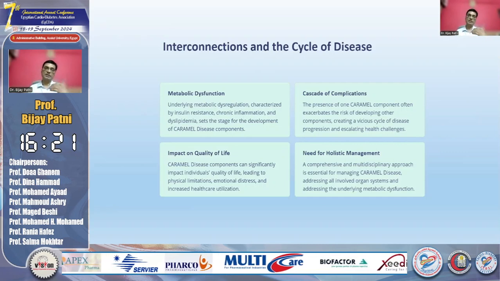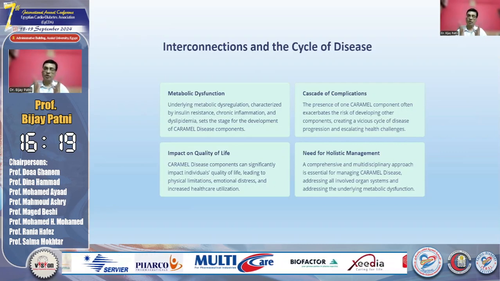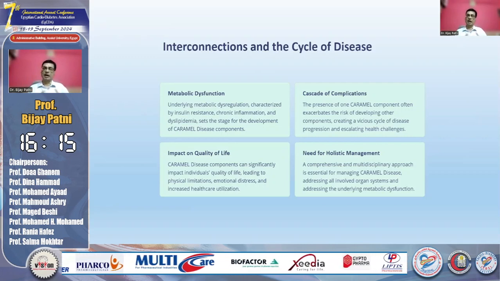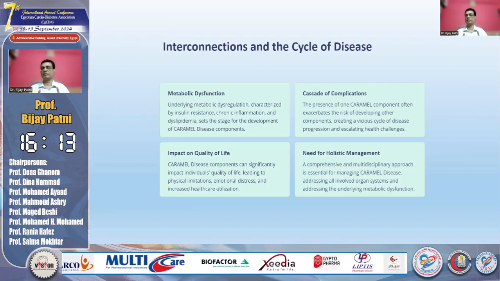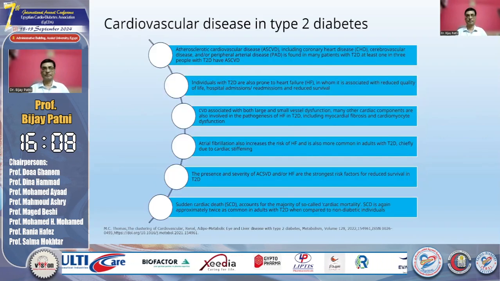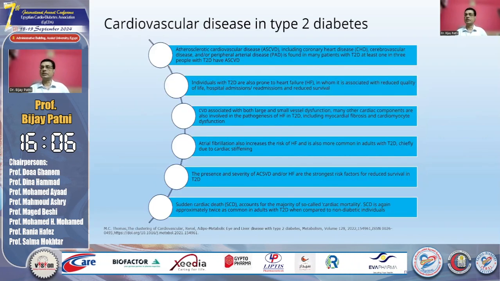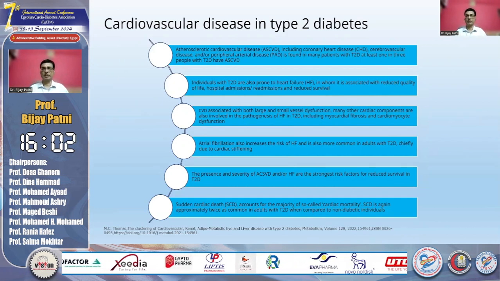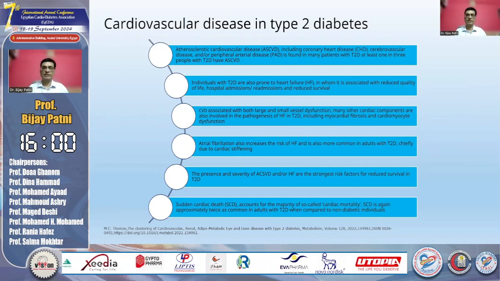So until you address all of them together and have a holistic approach, probably you won't be able to address this mix or this spectrum of chronic conditions and get the desirable outcome. Let's look into the various components of this caramel disease. The one such component obviously is cardiovascular disease in type 2 diabetes.